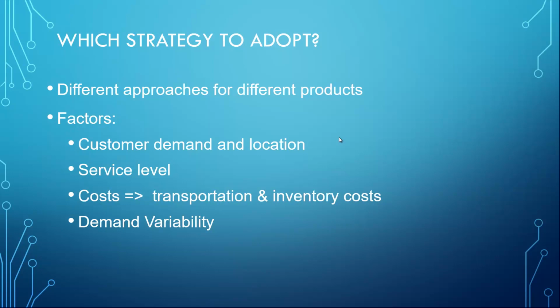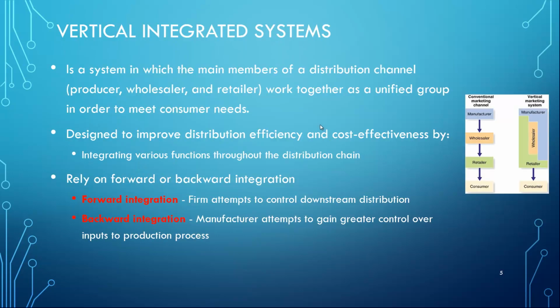The decision will be based on customer demand and location, service level, transportation and inventory costs, and demand variability. The decision will also be based on the structure of the distribution system within the supply chain.